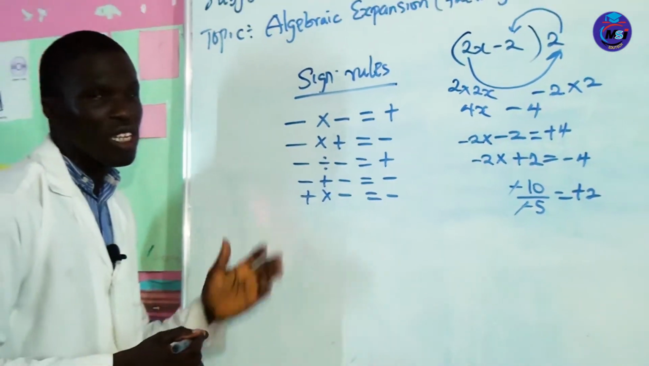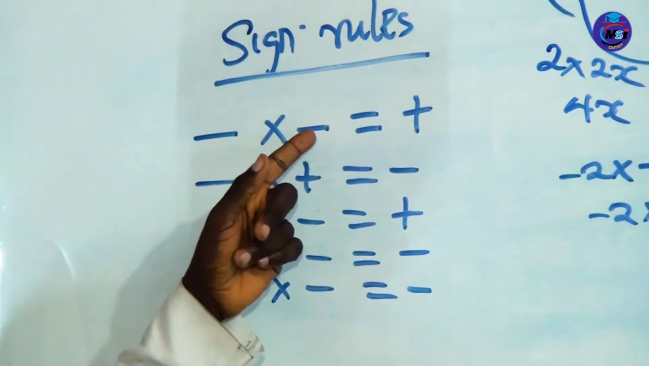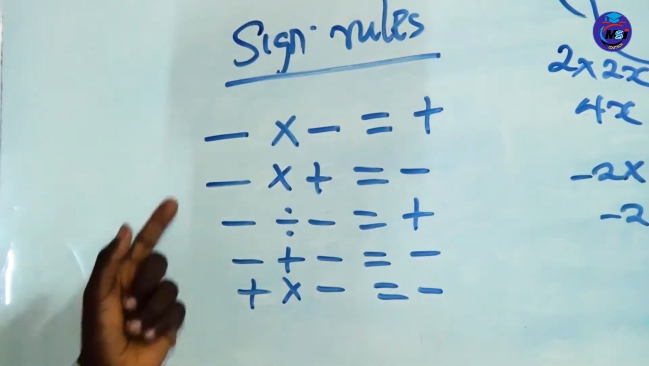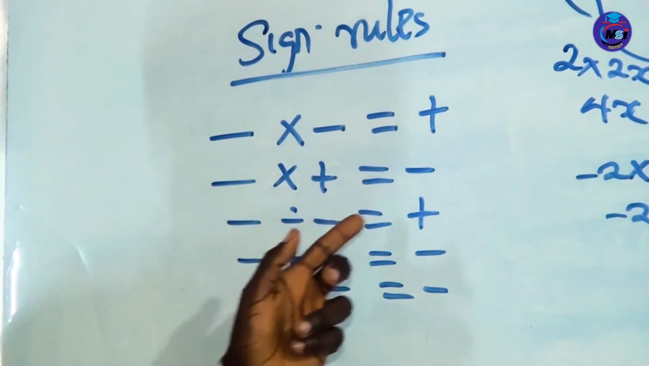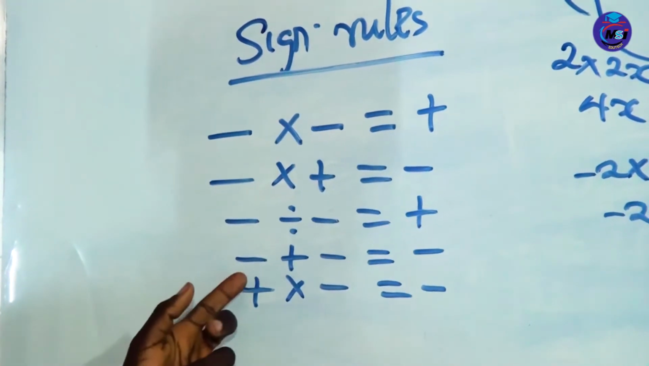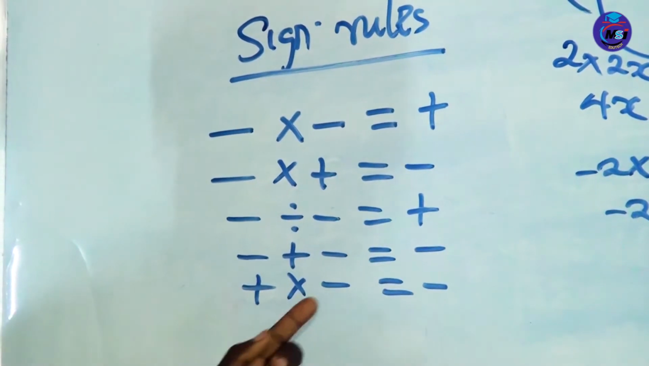So you need to really understand these sign rules. Number one, minus times minus will give us plus. Minus times plus will give us minus. Minus divided by minus will give us plus. Minus times plus will give us minus. Plus times minus will give us minus.